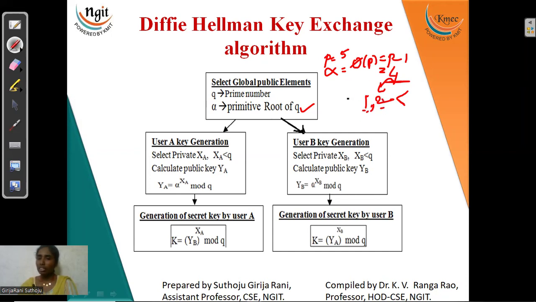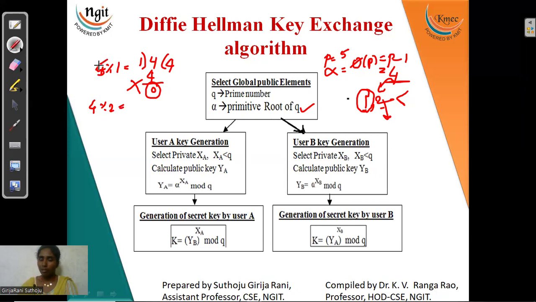Now, first consider the first value, 1. 4 mod 1, what is the output we may have? Just apply the division concept here. 1 fours are 4, so my output is 0, right? This I am not considering, why I'll say just now. Now I'll take 2. Sorry, I have to take the prime number here, my prime number. So 5 modulus 2. 2 twos are 4.